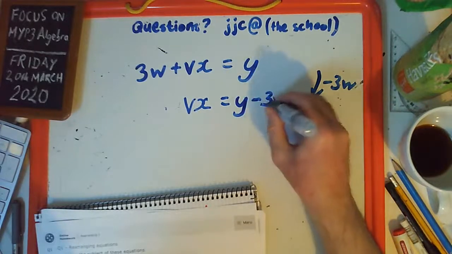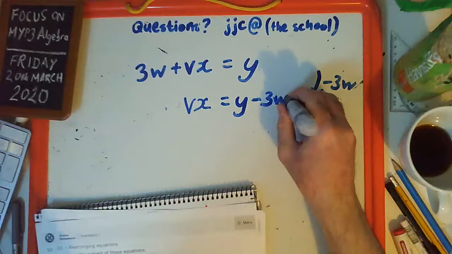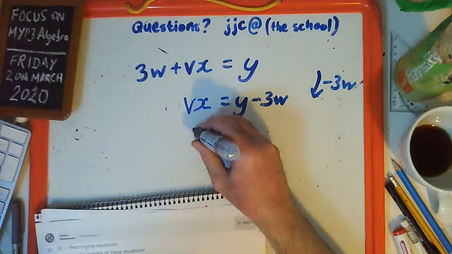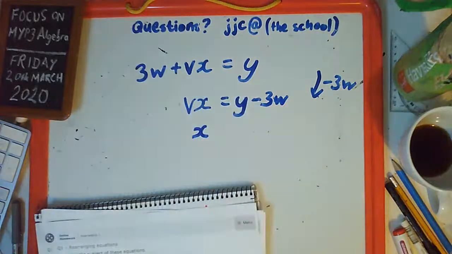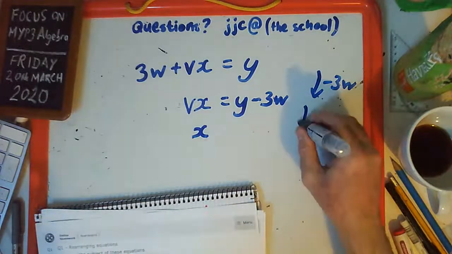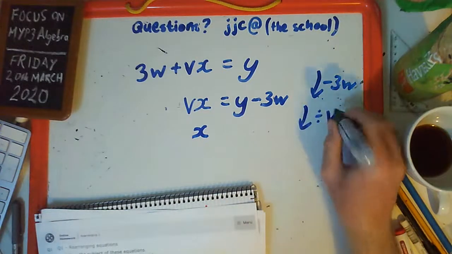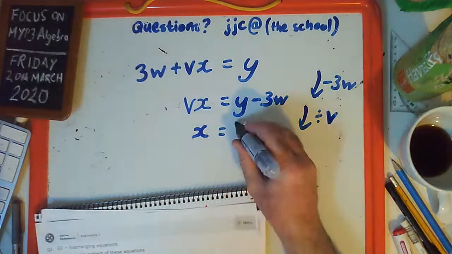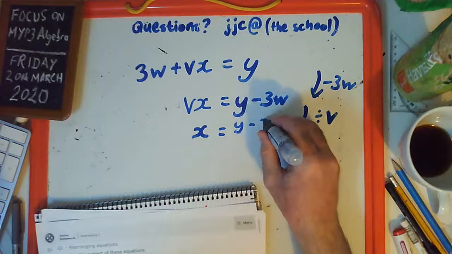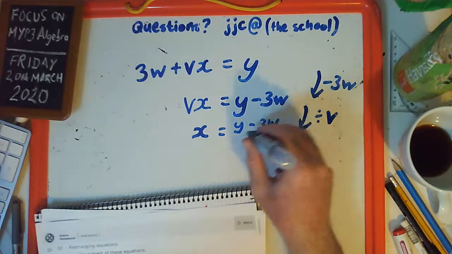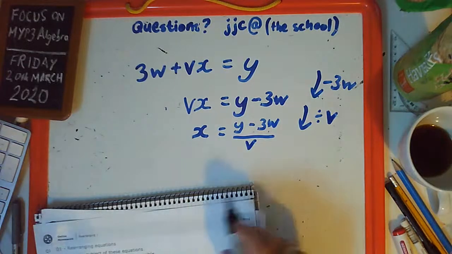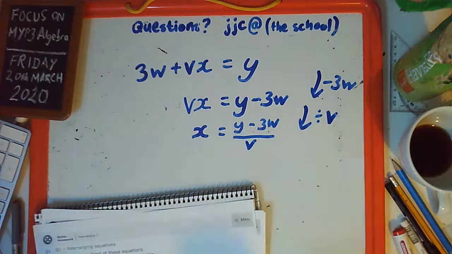So vx equals y minus 3w. I don't want to know what vx is. I want to know what x is on its own. So I'm going to have to divide that by v to get the x on its own. But because an equation is like a balance, whatever I do to one side, I have to do exactly the same to the other side. So I'll divide the other side by v as well. I get x equals y minus 3w, divided by v.